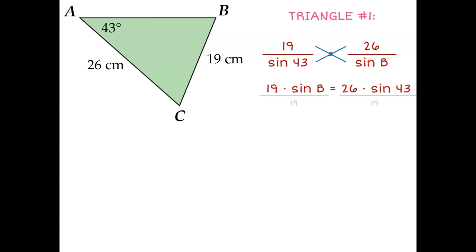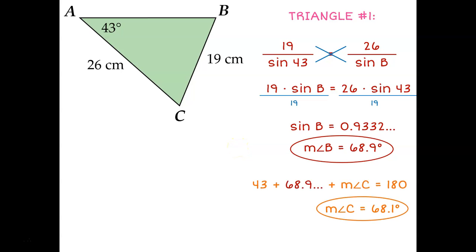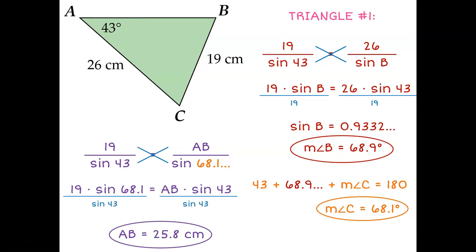Cross multiply and solve. Sine of B is less than 1, so I know I'm going to have an answer. The measure of angle B ends up being 68.9 degrees. So using the triangle sum theorem to calculate the measure of angle C, we find out that it's 68.1 degrees. And we could use that information to solve for the third side length, 19 over sine of 43 again, and this time I'll set it equal to AB over the sine of 68.1. Cross multiply and solve, and AB is 25.8 centimeters.